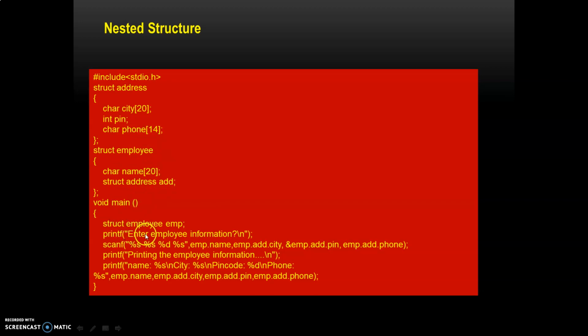So inside the main function I am writing struct employee. Quite clear that if I write employee, that means it will automatically take the address. If I write struct address here, that means it will take only the address part. But if I write here struct employee, that means it will take the employee as well as the address, right? So here I am writing struct employee emp. Emp is a structure variable name. Then I am going for printf of the employee information. After that I am taking the whole thing. So what is the output of this?